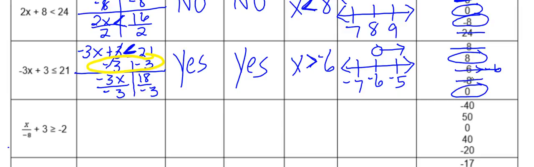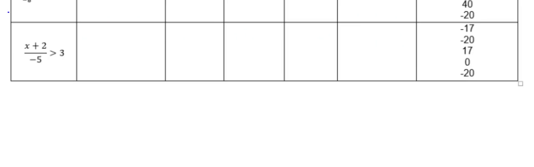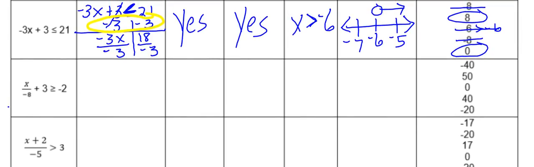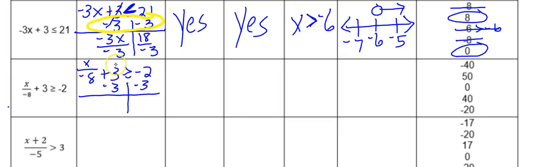All right, now for the next one, we actually have a greater than or equal to sign. If you need a second to finish copying that one down, I'll leave that there. With this one, I have x divided by negative 8 plus 3 is greater than or equal to negative 2. I'm going to subtract 3 from both sides. When I do that, this cancels out.